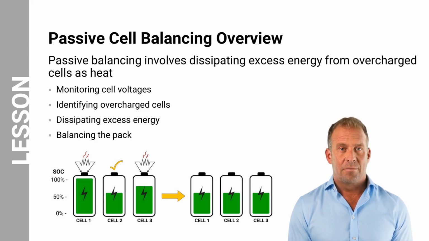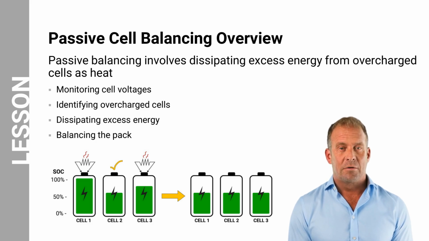The image depicts the process of passive cell balancing in a battery pack. The image starts with 3 battery cells, each representing a unit within a battery pack. The cells have different SOC, with cell 1 being fully charged, 100%, cell 2 being partially charged, 50%, and cell 3 being discharged, 0%. Resistive loads are shown above cells 1 and 3, representing the dissipation of excess energy.